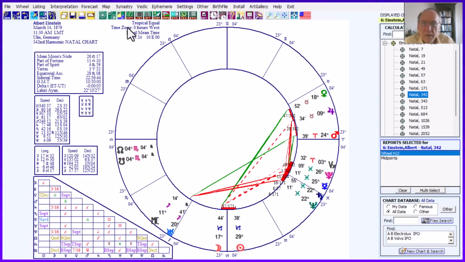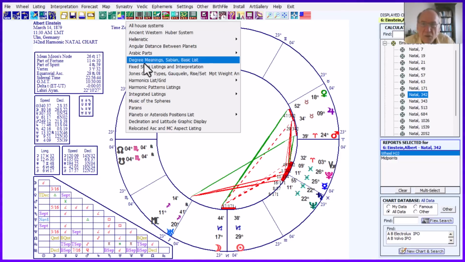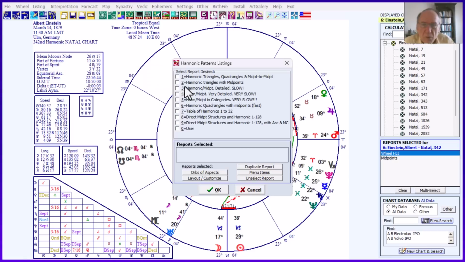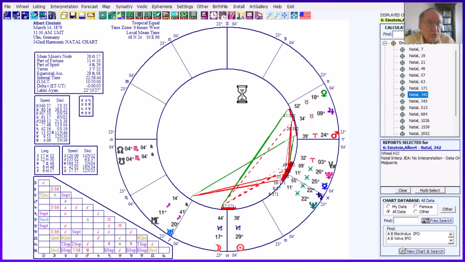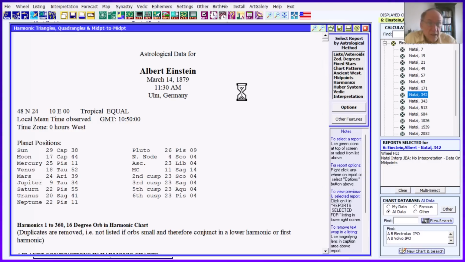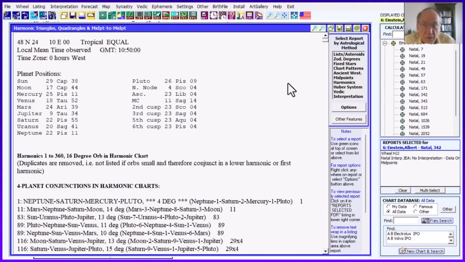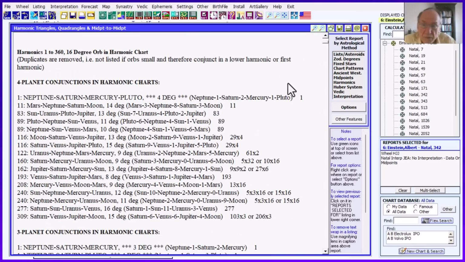Well, we can go in this software, we can go into listings and go to harmonics patterns listings number 1, and it will show us all 4 planet combinations for Einstein in the first 360 vibrations. And the ones that are really tight are in capital letters.